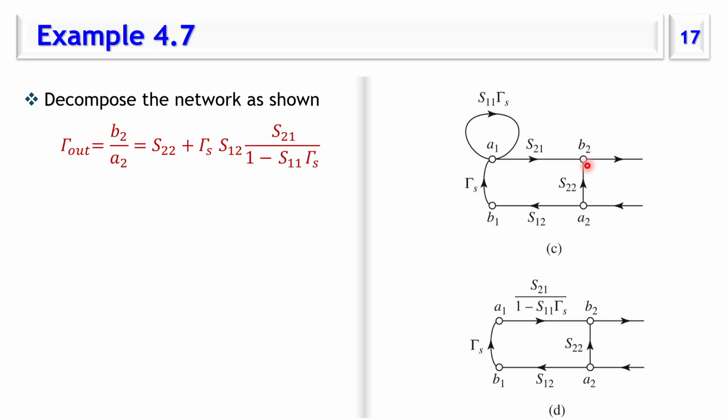It's S22 plus the other branch. The other branch is S12 multiplied by gamma S multiplied by this value, which is from the self loop rule. So this way we solved the problem using the signal flow graph. It simplifies the analysis, but you need to practice so that you can use it correctly.